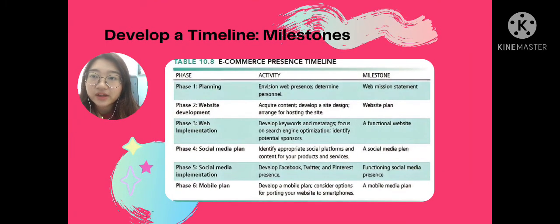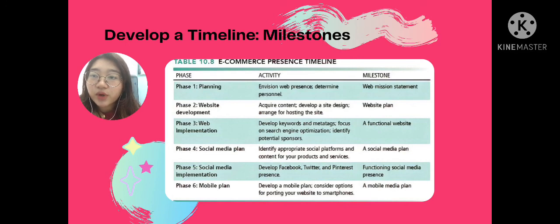For the next topic, develop a time milestone. It's very helpful for you to have a rough idea of the time frame for developing your e-commerce presence when you begin. You should break your project down into a small number of phases that could be completed within a specific time. Here is the top table that illustrates a one-year timeline for the development of an e-commerce presence for a startup company devoted to fashion for teenagers.